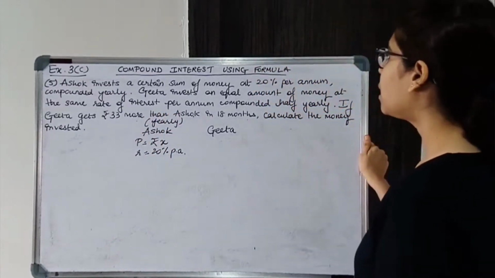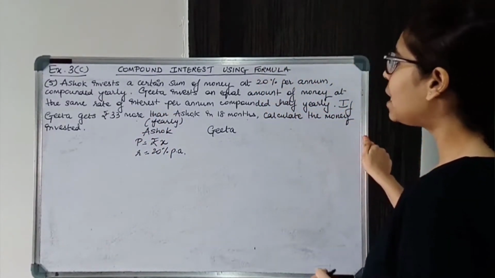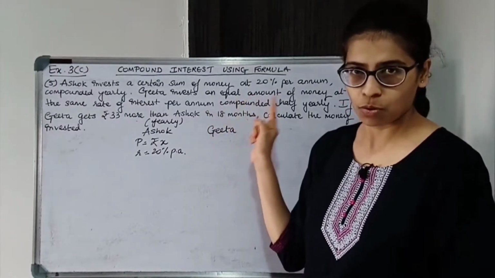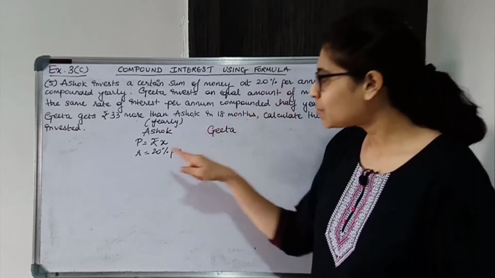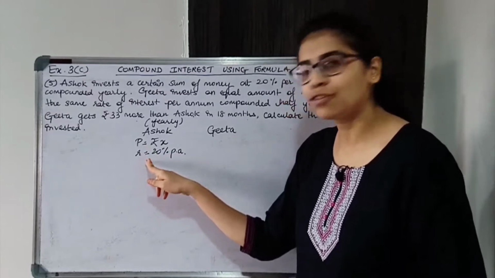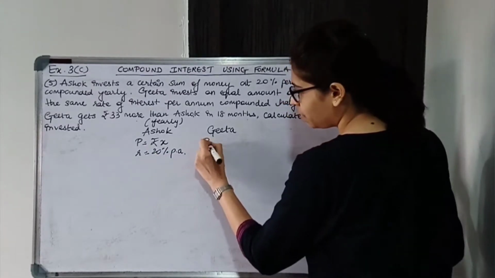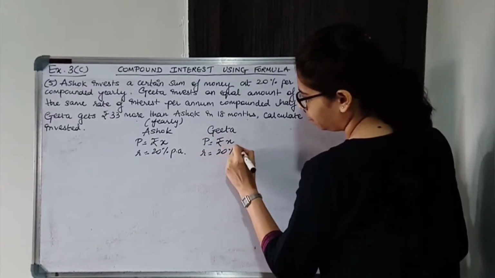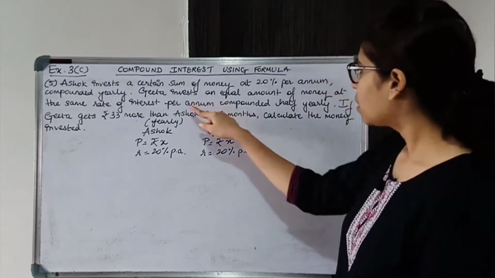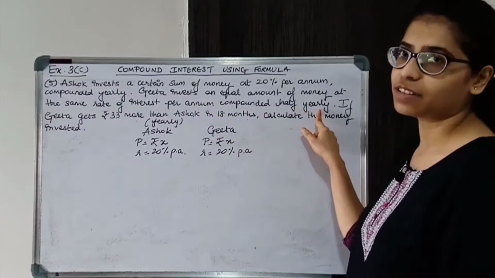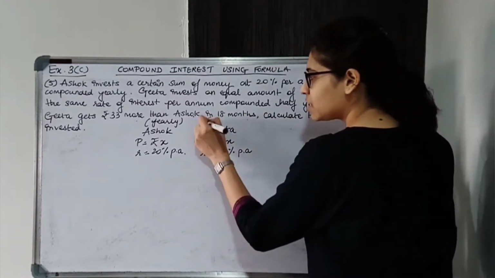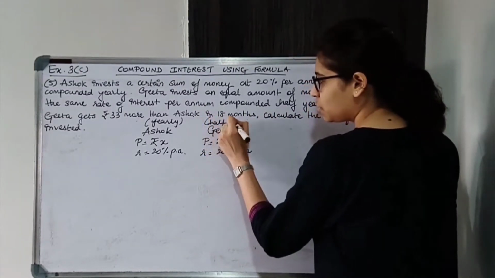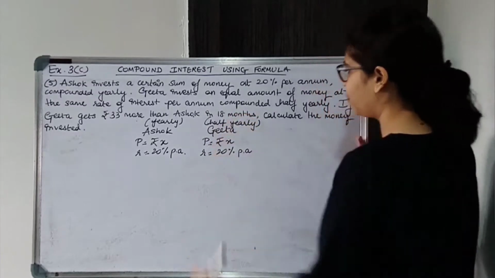Geeta invests an equal amount of money at the same rate of interest per annum. So she is investing the same sum, that is same principal, at same rate of interest. So principal is X rupees, R is 20% per annum, compounded half yearly. So here is the difference. The interest is compounded half yearly.